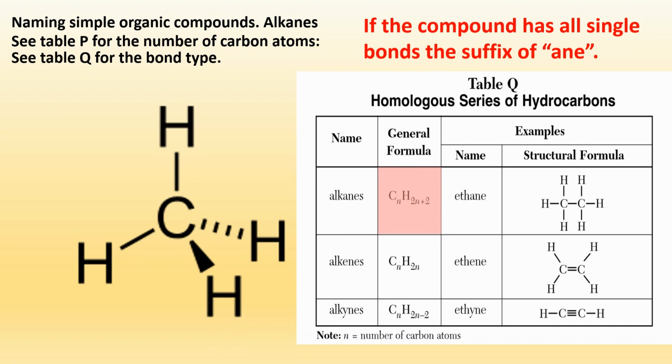Alkanes have the general formula CnH2n plus 2. And the structural formula CC surrounded by H's containing all single bonds. Remember, carbon forms 4 bonds.